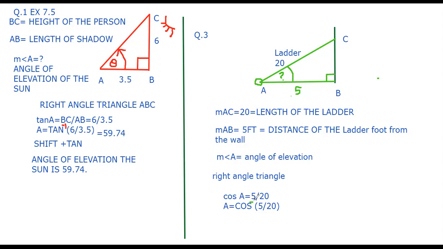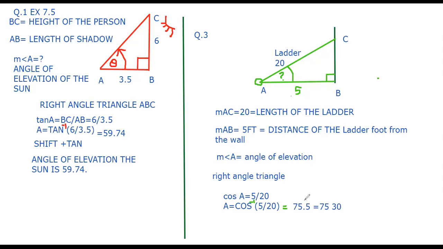You have to place an inverse sign right here, and then you will calculate the cos value of 5 by 20. After the calculations, you will get 75.5 degrees. And if you further convert it into degree minutes, then it will be 75 degrees and 30 minutes.